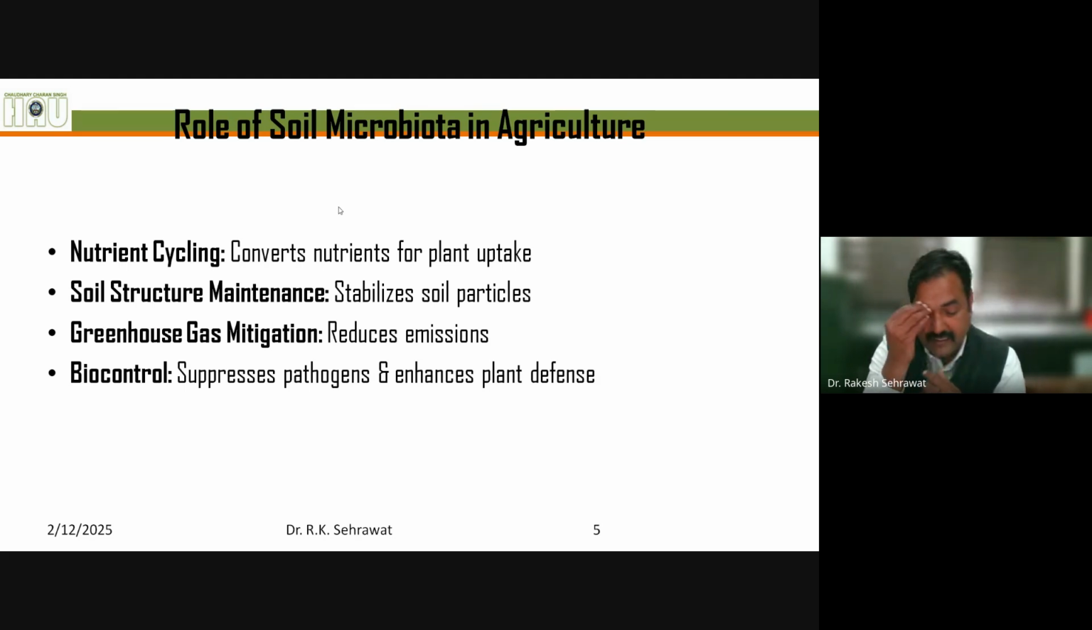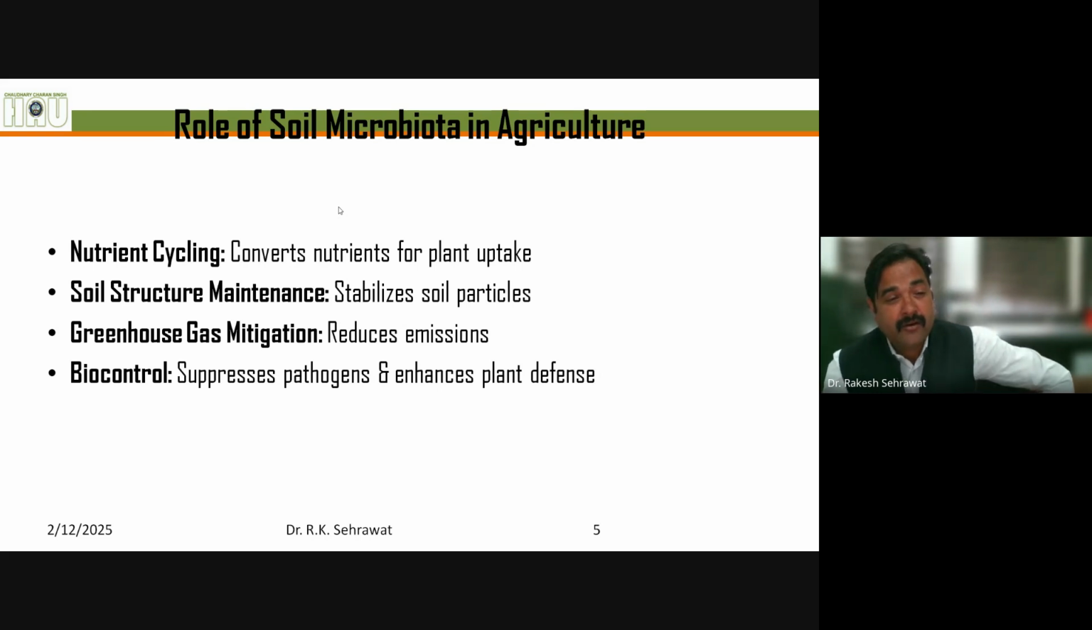As we discussed earlier, there are three gases emitted as greenhouse gases from the agriculture sector, including animal husbandry and agriculture crops: nitrous oxide, carbon dioxide, and methane. All these three gases can be mitigated by using various microorganisms. And then biocontrol, it suppresses pathogens and enhances plant defense. Ultimately, there will be a decrease in the use of chemical insecticides and pesticides.